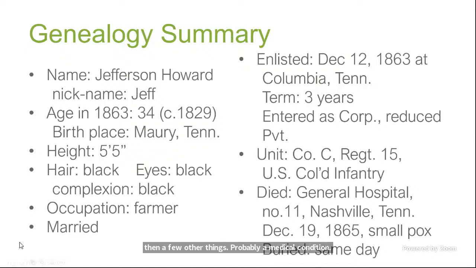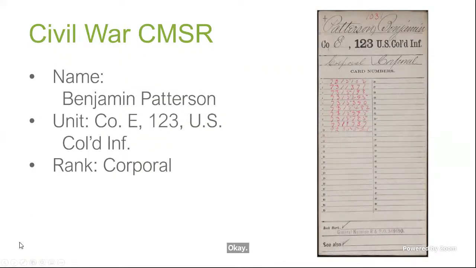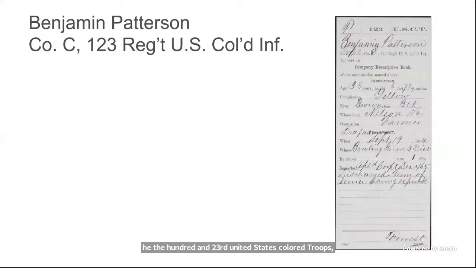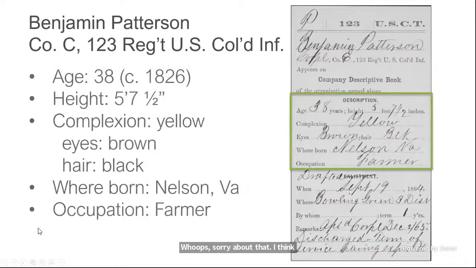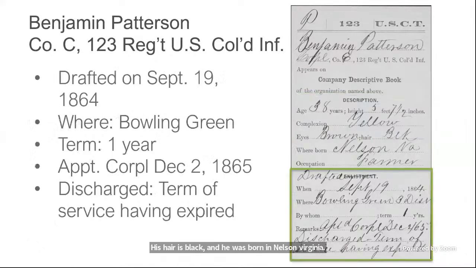Okay, let's move on to another example. This is a Benjamin Patterson, and he served in Company E of the 123rd United States Colored Troops. It looks like he was a corporal. Oops, sorry about that. I think I hit the back button accidentally. Benjamin, in his descriptive description, is 38, 5'7½". His complexion is yellow, his eyes are brown, his hair is black, and he was born in Nelson, Virginia. And his occupation is farmer.